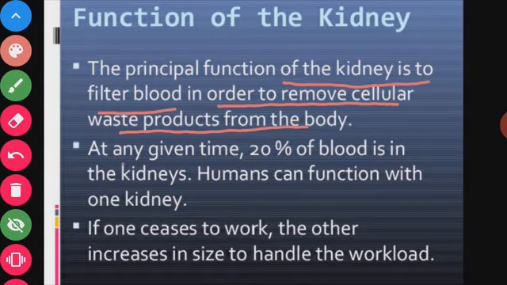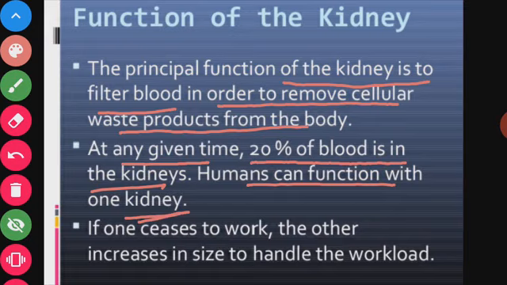At any given time, 20% of the blood is present in the kidneys. Humans can function with one kidney also. If one ceases to work, the other increases in size to handle the workload. The other kidney, which is functional, increases in size to handle the workload.